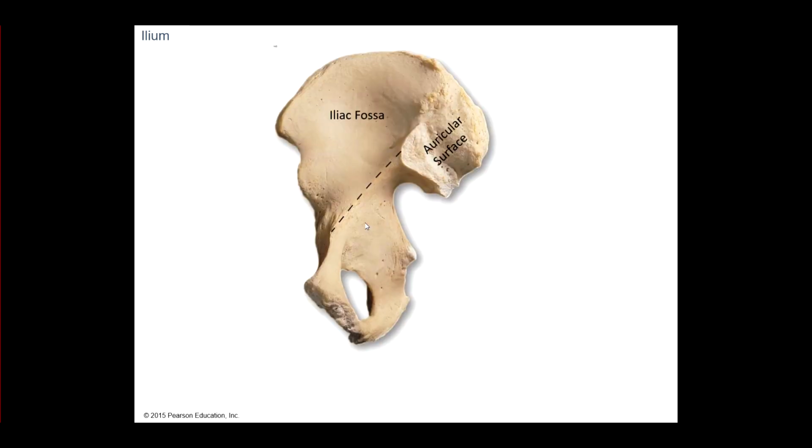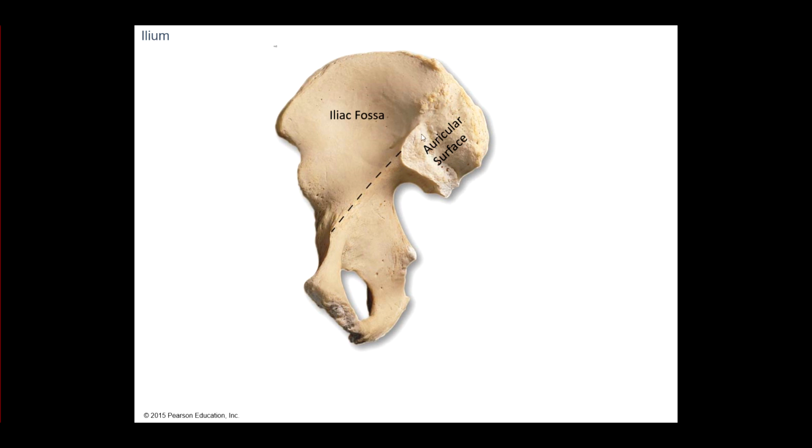The last two landmarks we're going to see from the inside of the ilium. On the inside of the ilium, there's a shallow depression, but it's more than just a little shallow. It's quite a bit depressed. This is known as the iliac fossa. We usually define a fossa as a shallow depression, but it's a little bit more than shallow when you see it. So they call this depression here the iliac fossa.